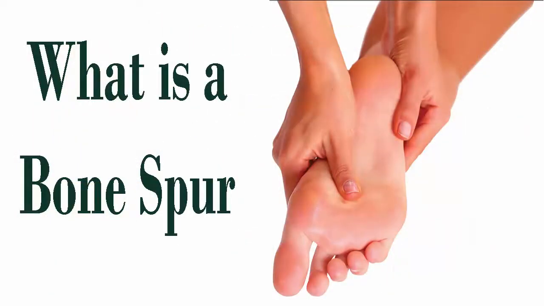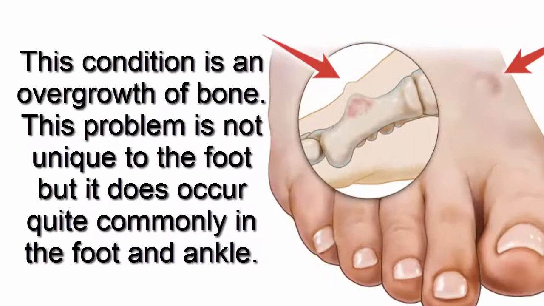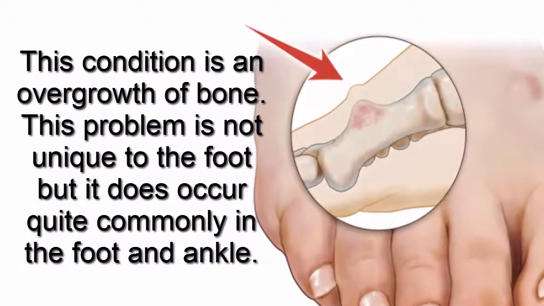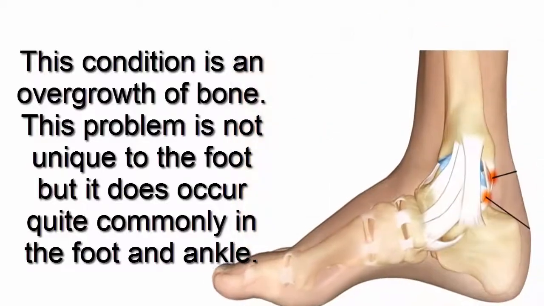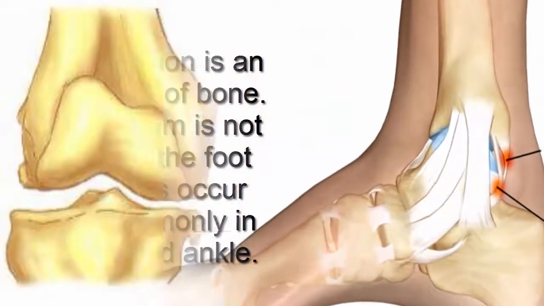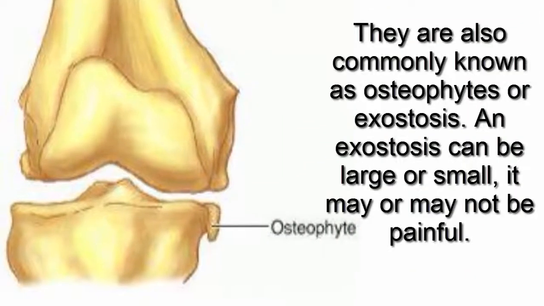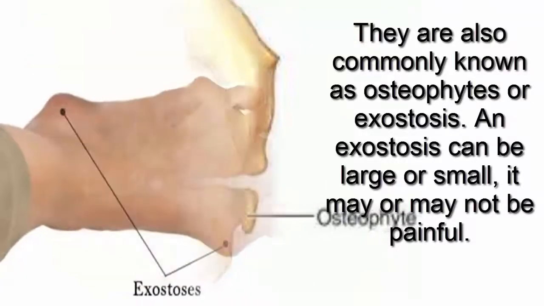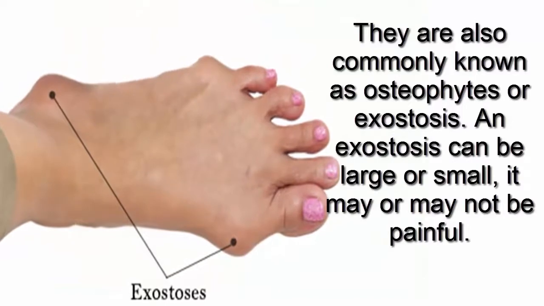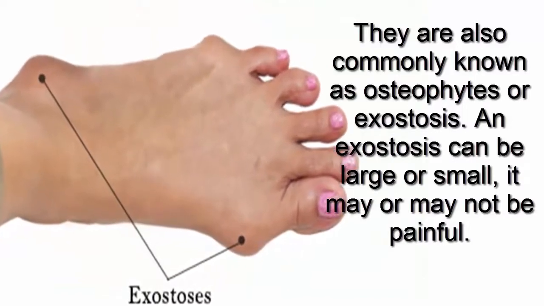What is a bone spur? This condition is an overgrowth of bone. This problem is not unique to the foot, but it does occur quite commonly in the foot and ankle. They are also commonly known as osteophytes or exostosis. An exostosis can be large or small, and it may or may not be painful.